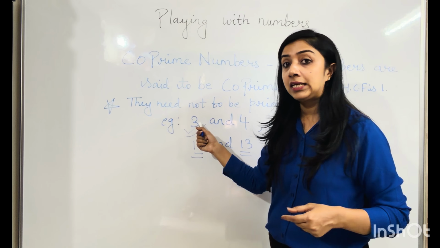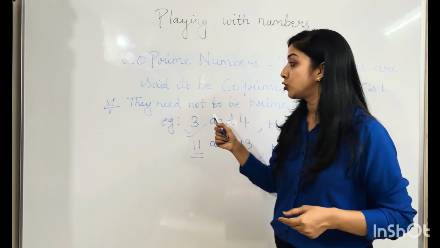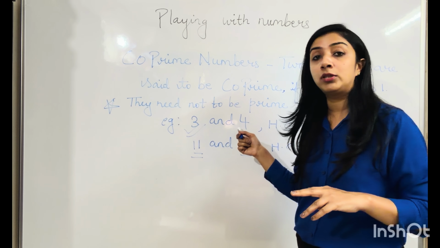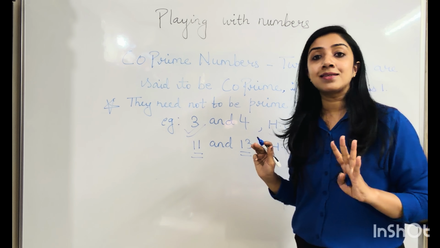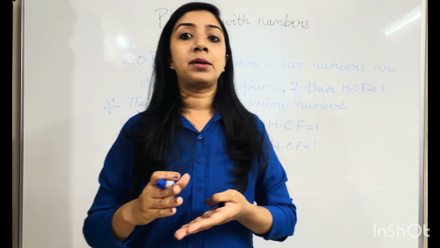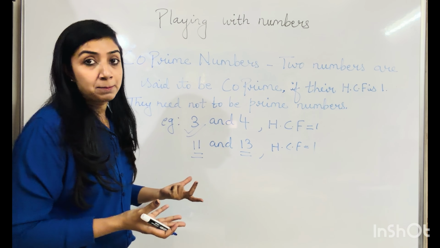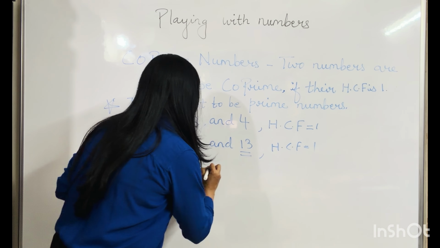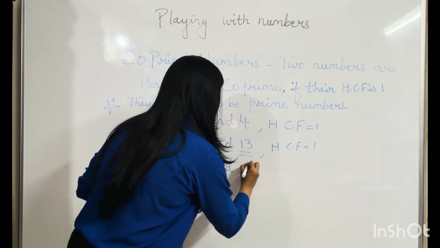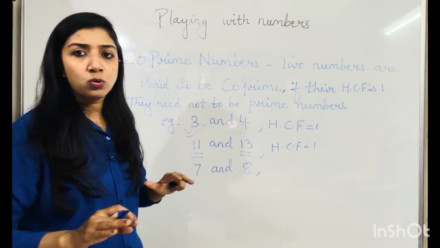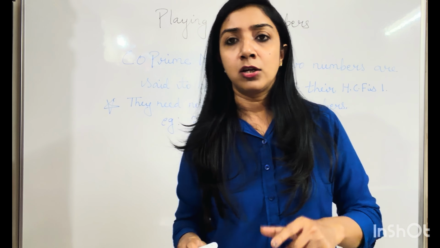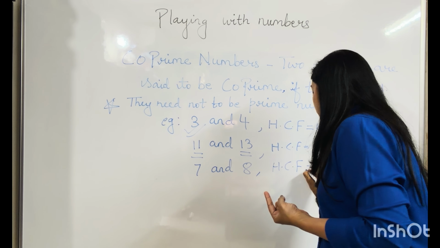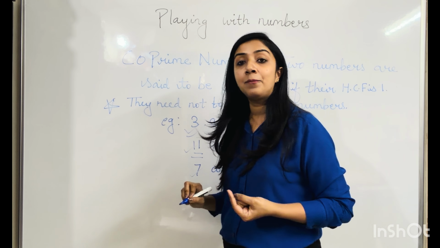Here you can see 3 is prime and 4 is composite. So what I have written here, they need not be prime numbers. It's not compulsory to take both numbers as prime or both as composite. One can be prime, one can be composite, or both can be prime. I'm giving you one more example, let's say 7 and 8. There is no common factor between 7 and 8 except 1, so the highest common factor is also 1. So we can say 7 and 8 are also co-prime numbers.